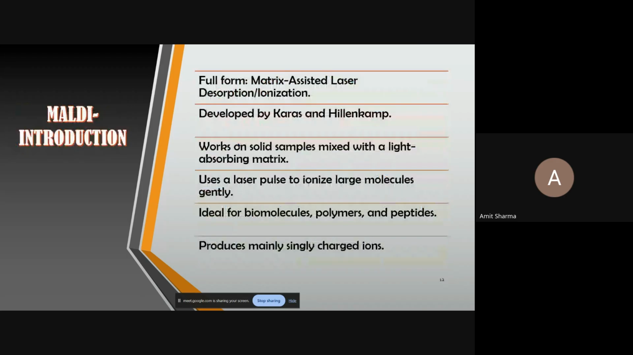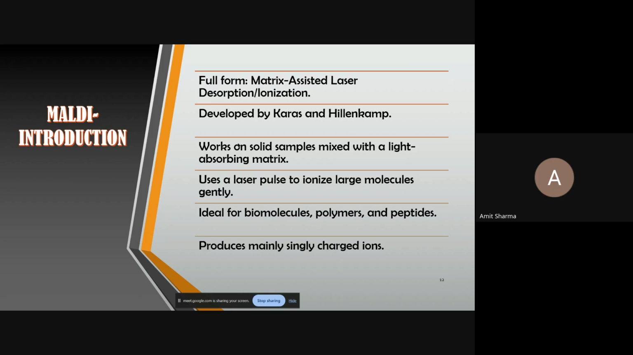So moving on, let us now talk about MALDI. The full form of MALDI is matrix assisted laser desorption ionization, and it was developed by Michael Karas and Franz Hillenkamp in 1988. It works on a solid sample mixed with a light absorbing matrix and uses a laser pulse to ionize large molecules gently.